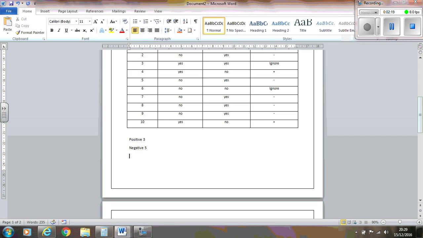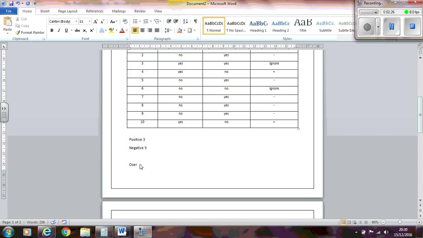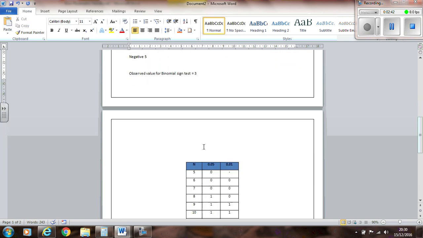And you always go with the least frequent sign. So basically our observed value for the binomial sign test is 3, and then we need to look for our critical value.